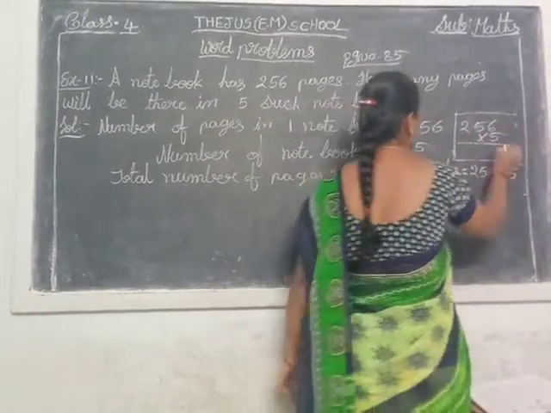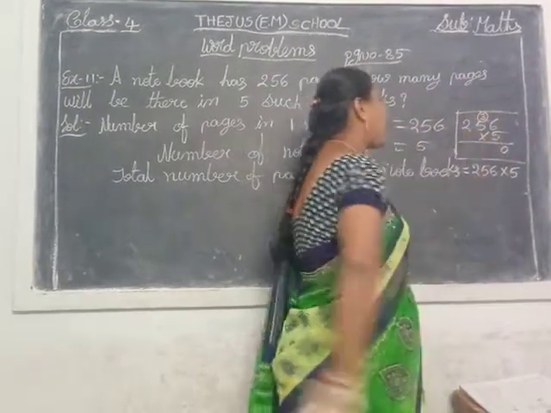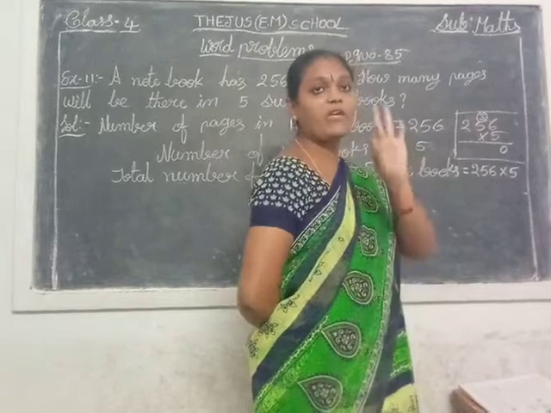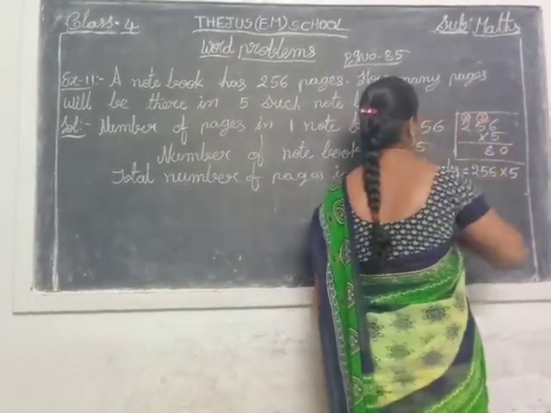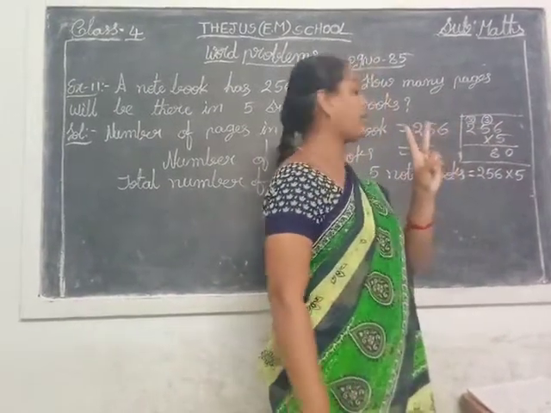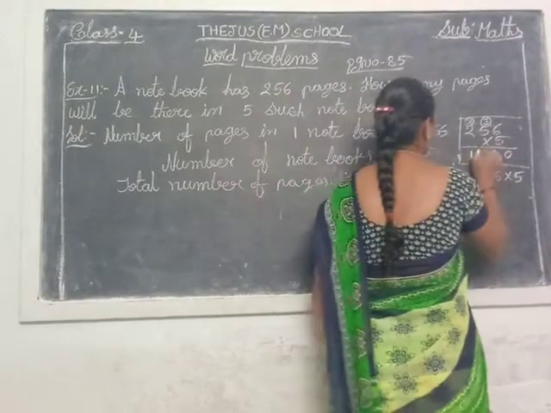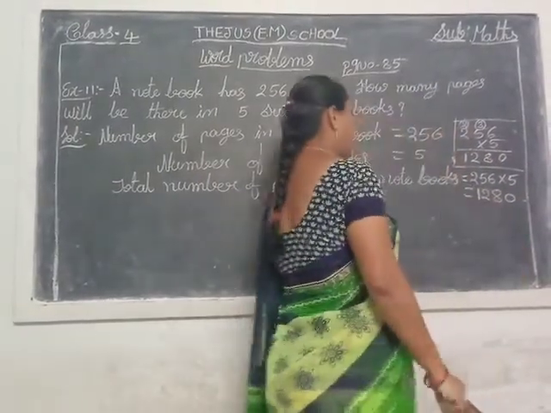5 1 5, 5 2 10, 5 3 15, 5 4 20, 5 5 25, 5 6 30. So double digit number, 0 right here and 3. Next number upside. 5 5s are 25. Keep in your mind. Take 3 fingers. 25 after 26, 27, 28. So 8 here and 2. Next number upside. 5 2s are 10. Keep in your mind. Take 2 fingers. 10 after 11, 12. So 1280 is the answer. You write that answer, okay, children?